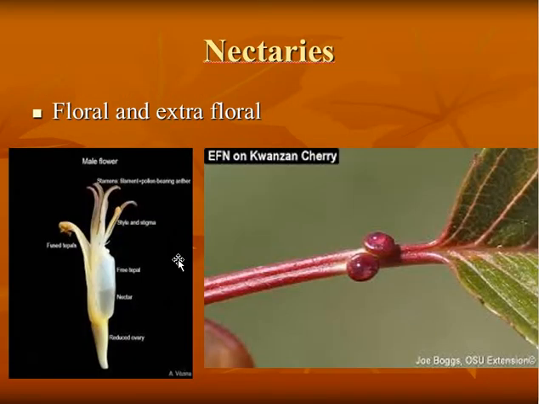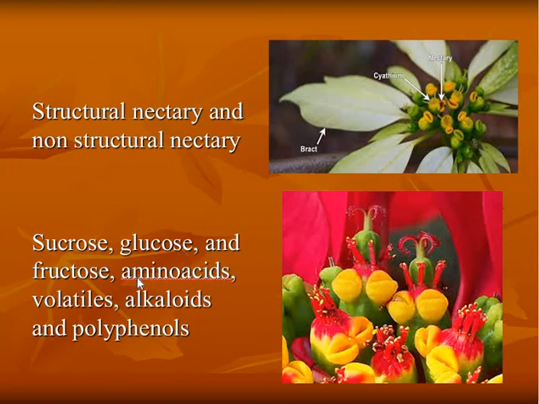Then another one is called nectaries, or honey producing organelles. This nectar, what is nectar? Nectar is made up of sucrose, glucose, fructose, amino acids, volatiles, alkaloids, polyphenols.